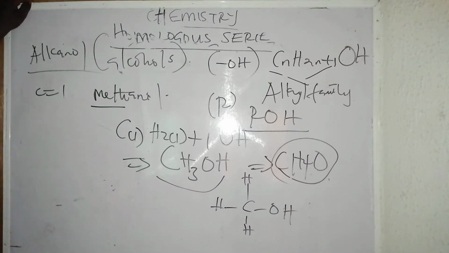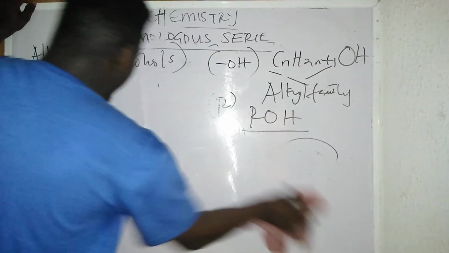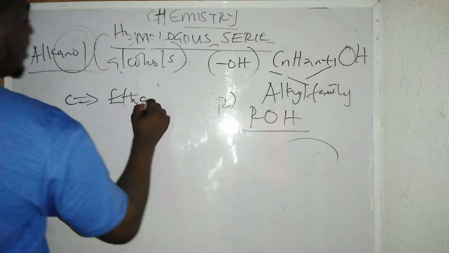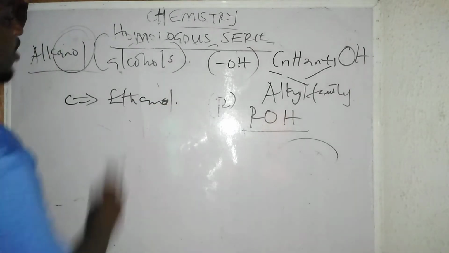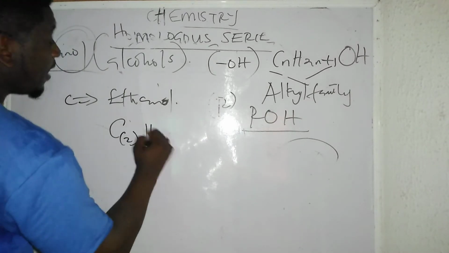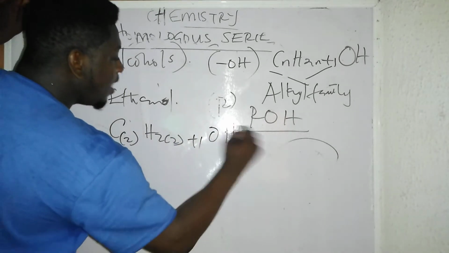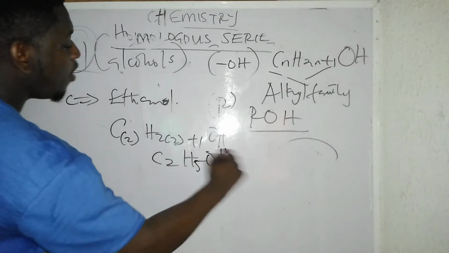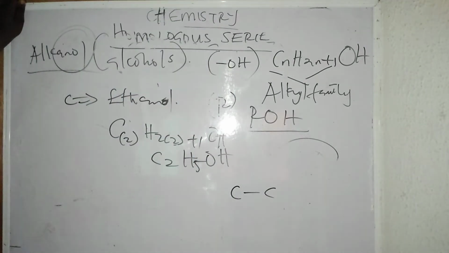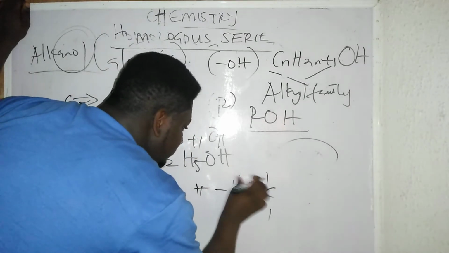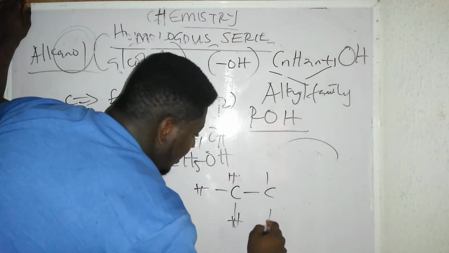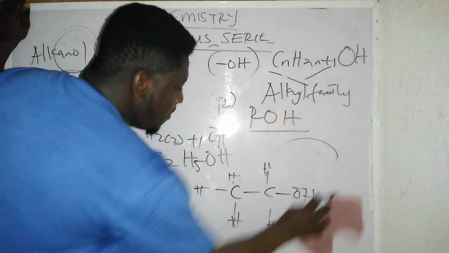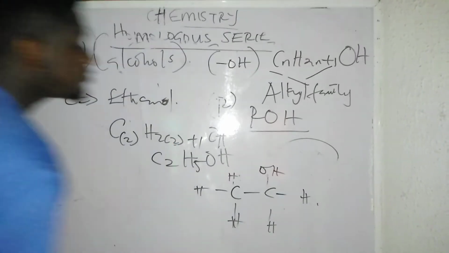And also, the second member of this family, when C equals 2, we'll be talking about the root member, ethanol. So, ethanol is given as C2H2(2)+1OH. So this is C2H2×2=4, plus 1, 5, OH, and the structure for these two carbon atoms is: hydrogen, hydrogen, hydrogen, hydrogen, hydrogen, 5 hydrogens, 1, 2, 3, 4, 5, then OH. Mind you, your OH can be here, and it can also be written in this manner, as long as they are on this carbon.